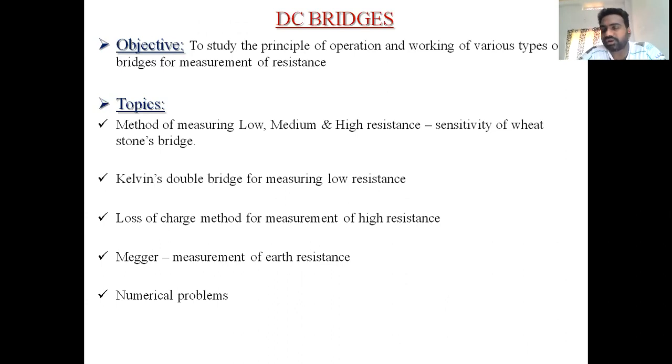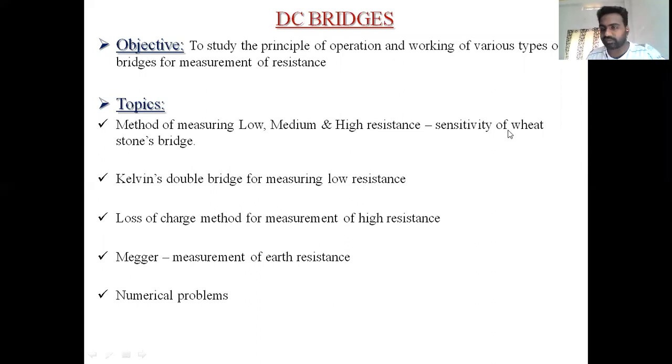So what is the main objective of discussing DC bridges? Okay, so first our main objective is to measure resistance. Our main purpose is to measure resistance. So in order to measure resistance, there are various types of resistance available, low resistance, medium resistance, and high resistance. So we will discuss various methods involved in measuring low resistance, various methods involved in measuring medium resistance, various methods involved in measuring high resistance, and we will also discuss about Wheatstone bridge.